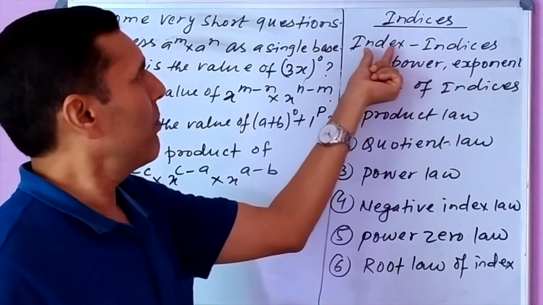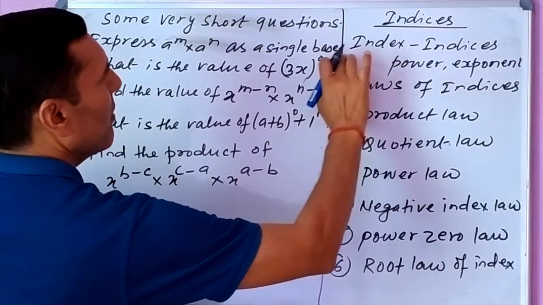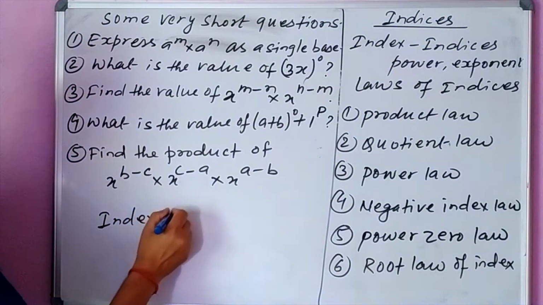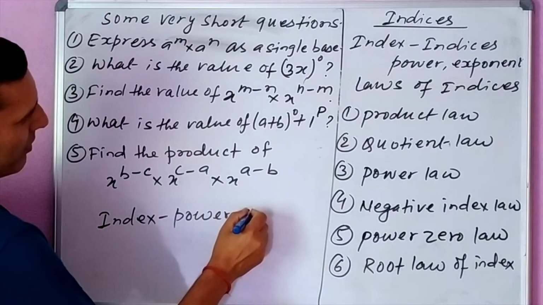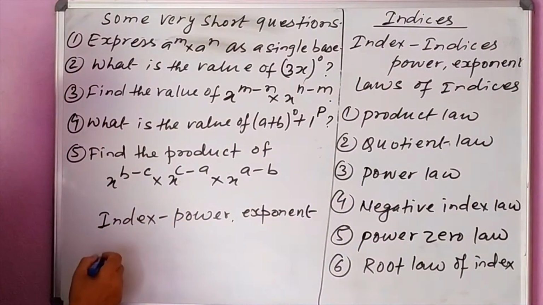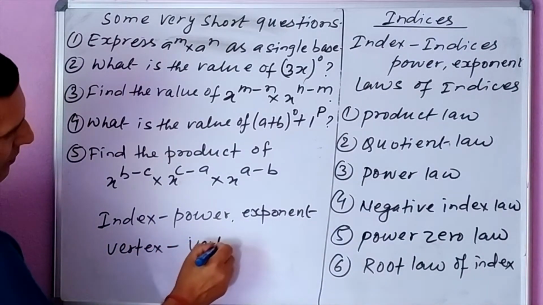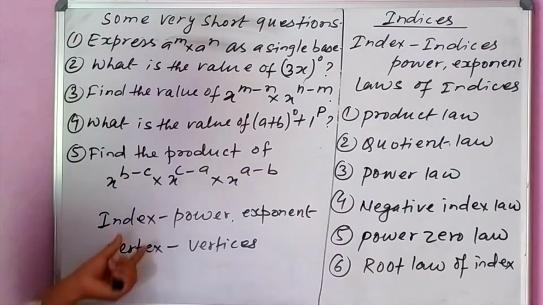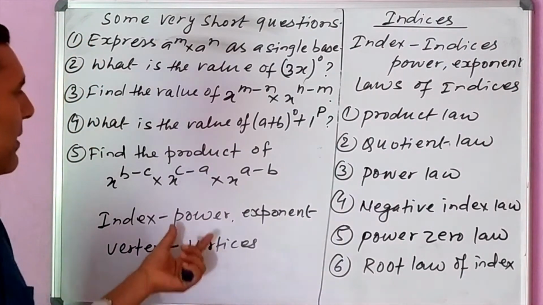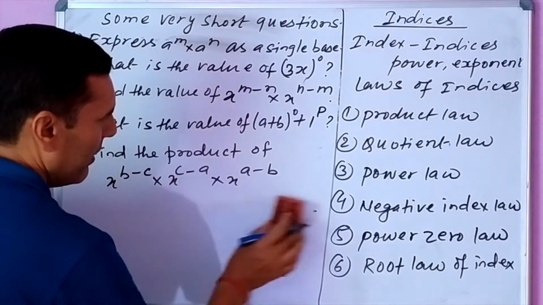The word indices is the plural of index. Index is a singular word and its plural is indices, like the plural of vertex is vertices. The meaning of index is power, or it is also known as the exponent. Power or exponent or index, it has the same meaning.